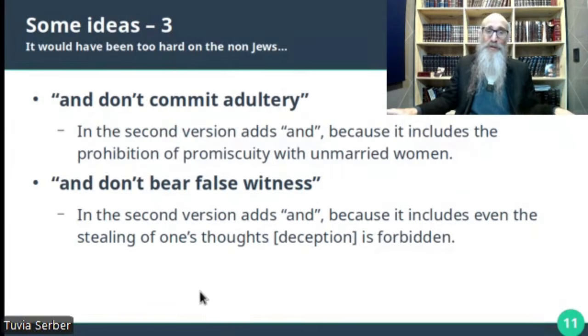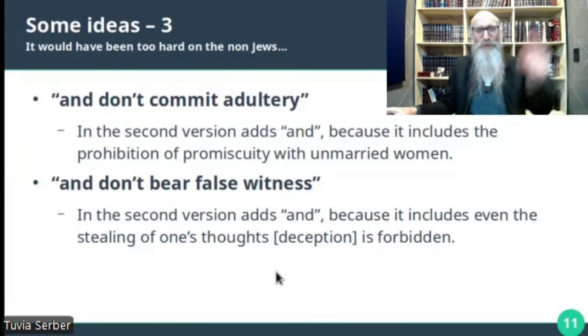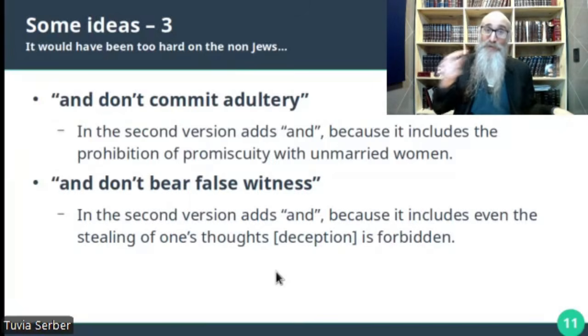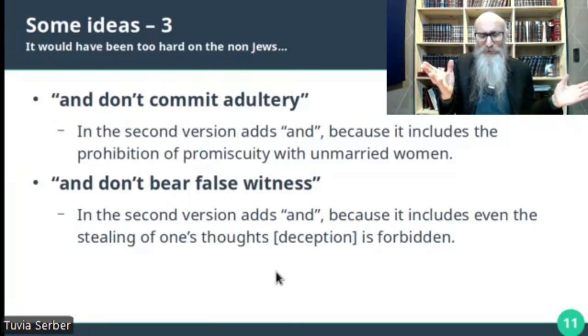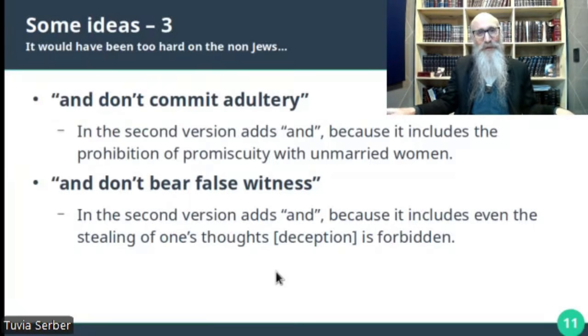In this particular case, don't be a false witness. It's not just false witness. It's deception in general. Don't deceive people. Don't lie. Don't go around the world saying one thing and doing another. In the second version, there's another letter saying, not just false witness, don't deceive people. But in the first version, it doesn't say that.